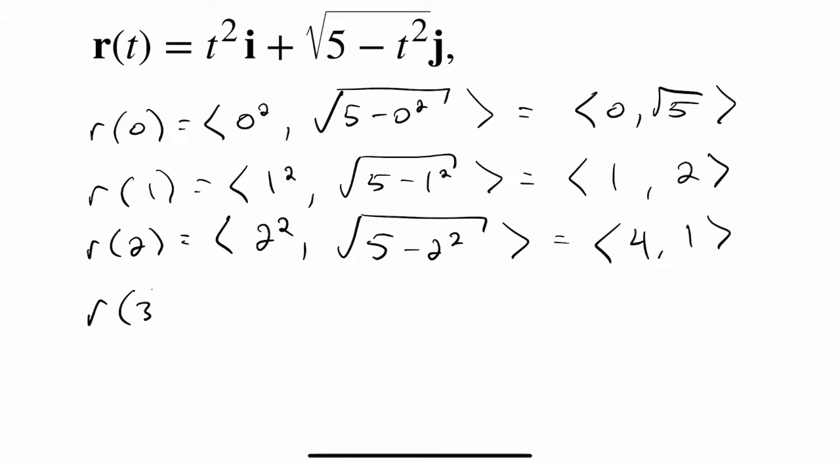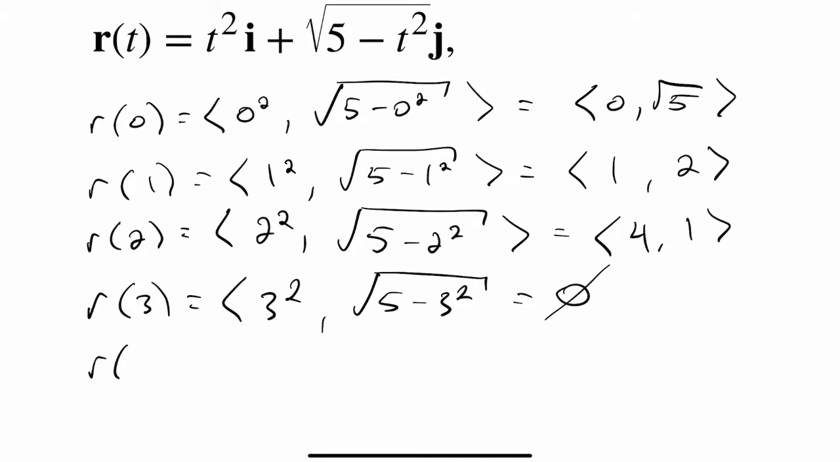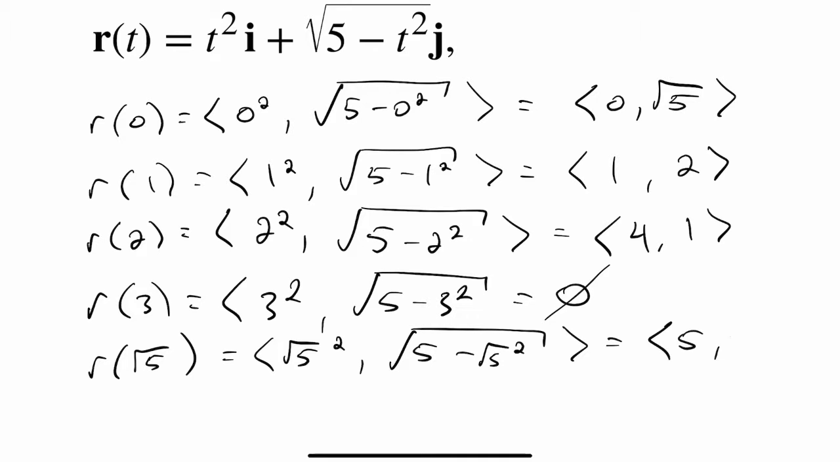All right, r of 3. That would be 3 squared, comma, the square root of 5 minus 3 squared. 5 minus 3 squared is a negative number, and we can't take the square root of a negative number. Therefore, there is no solution for r of 3. It might be useful to find r for the highest value of t that we can put into this. If we were to input square root of 5 into the r equation, that would give us a 0 inside of that radical. That means we'd have square root of 5 squared, comma, square root of 5 minus square root of 5 squared. That would simplify to 5, comma 0.